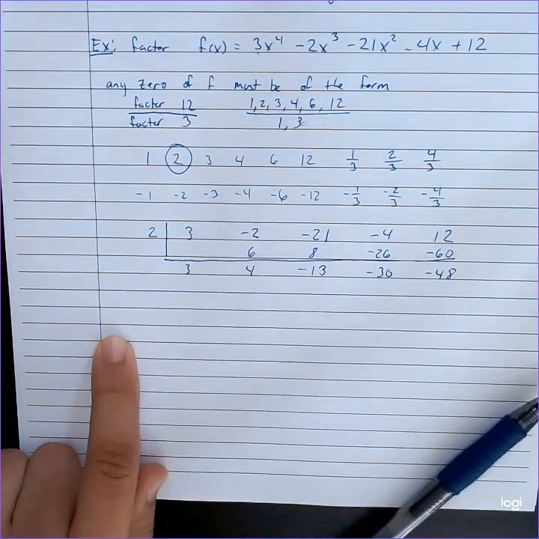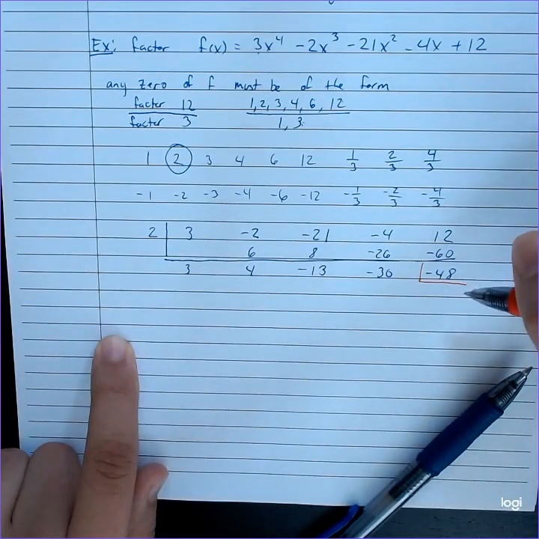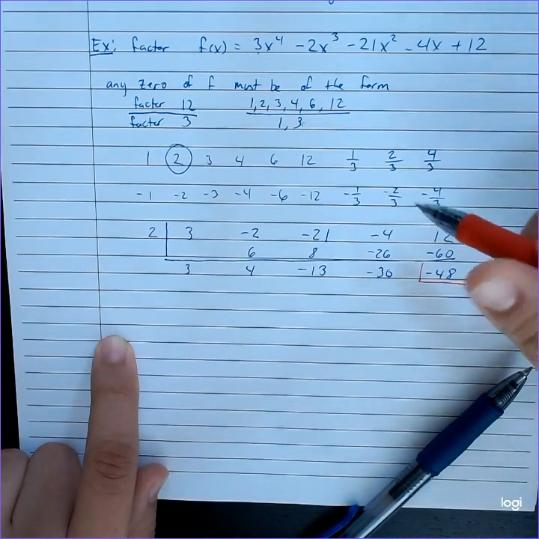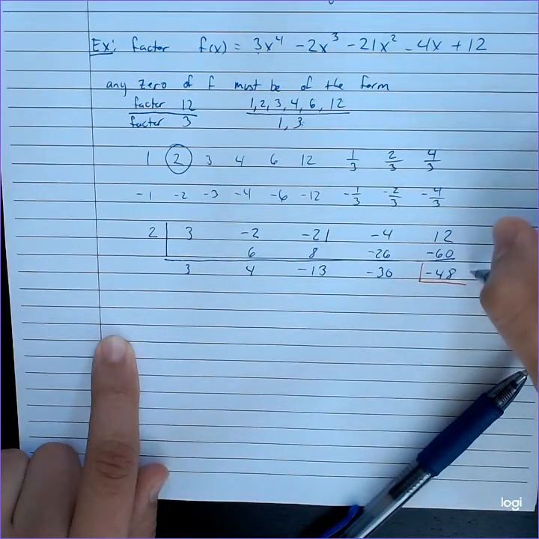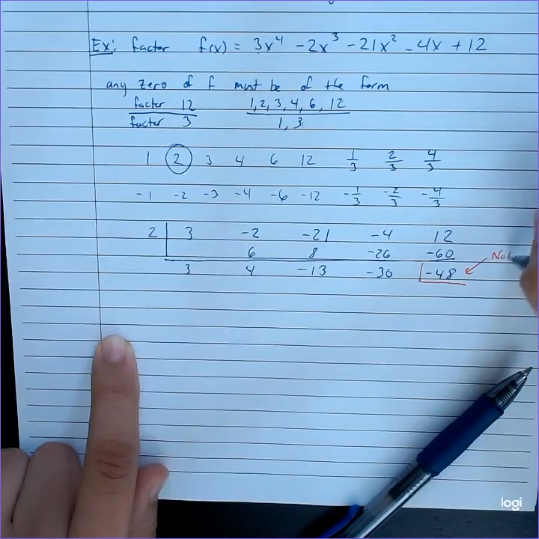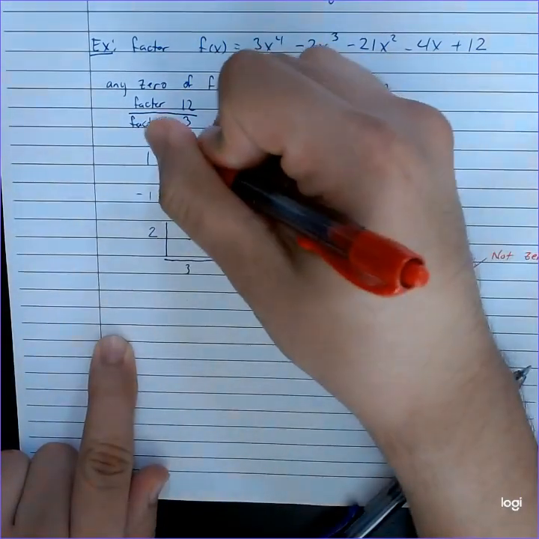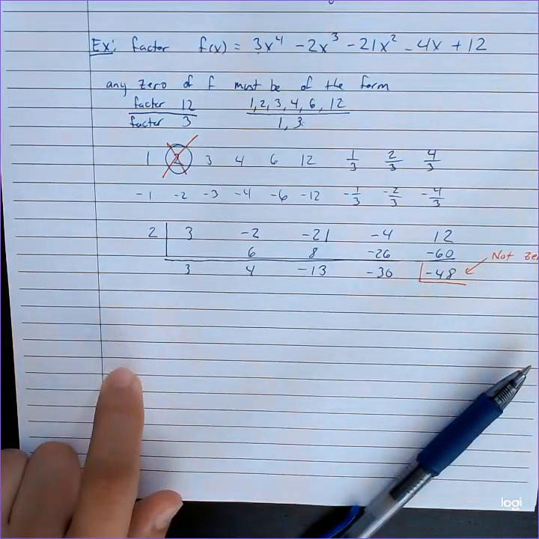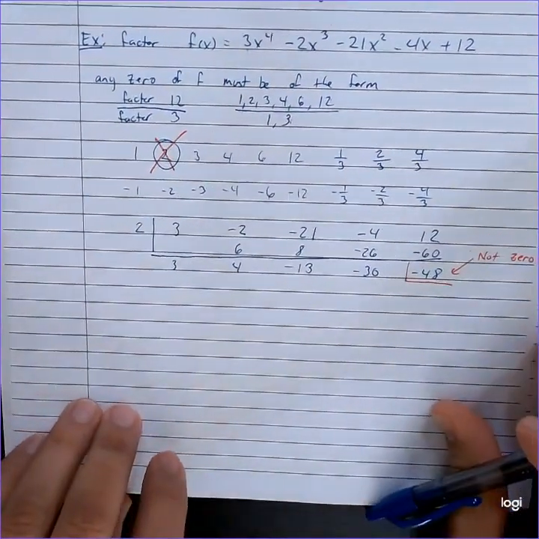So notice I have a remainder. What that means is this didn't divide evenly into my original polynomial, which means that this was not an actual zero. Here I have a remainder. This is not 0. And because it's not 0, that means this is not a zero of my function. So that one's wrong. And that's okay, because we know some of these are going to work, so we have to test them until we find one that does.